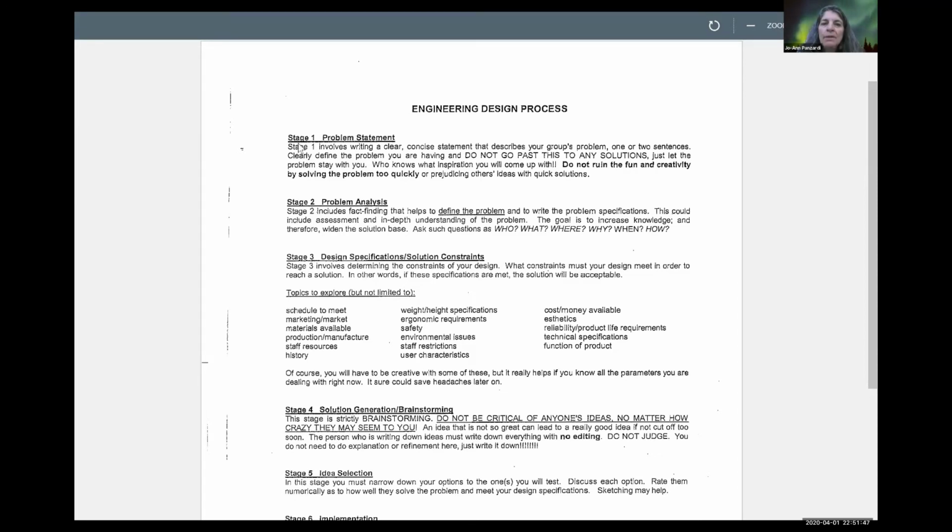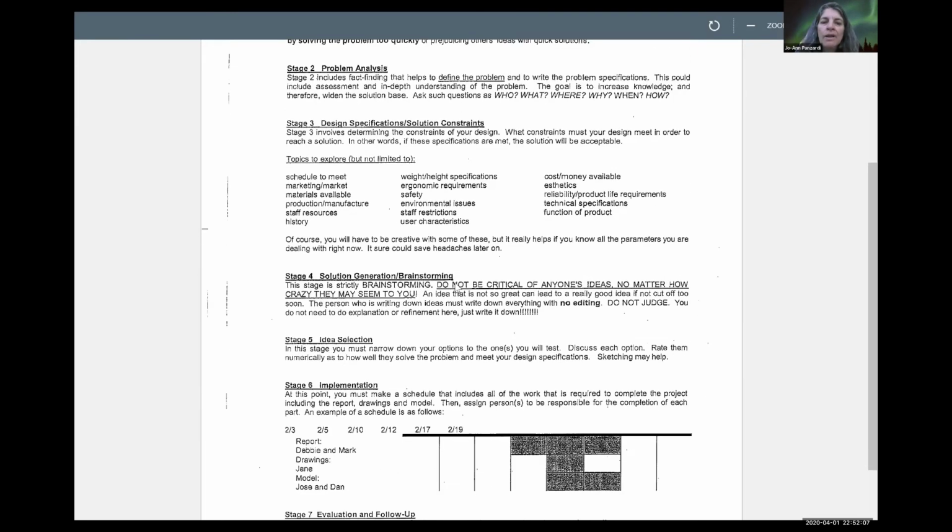So stage 1, short sentence on what the problem is. Problem analysis, details on the problem. Stage 3, what are things that will limit your solution? And like I said, we're going to go through this process for 2 things today. So you're going to have 2 examples.